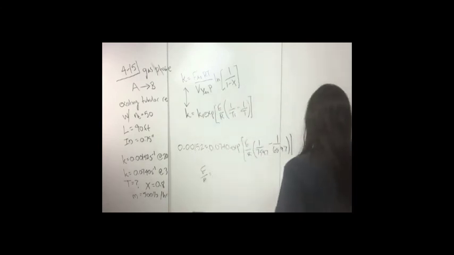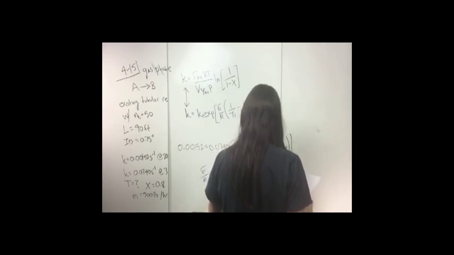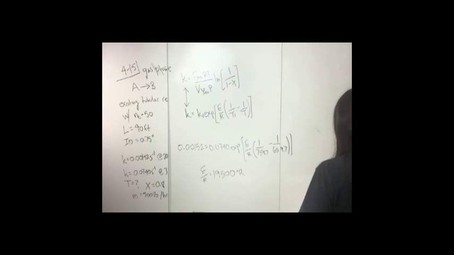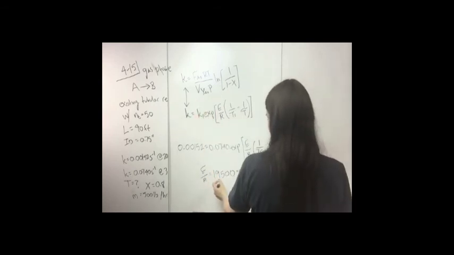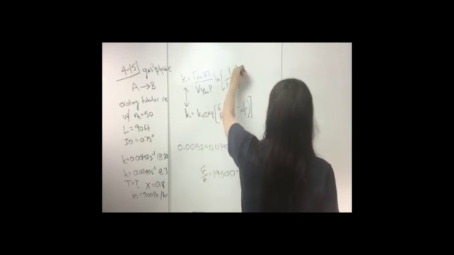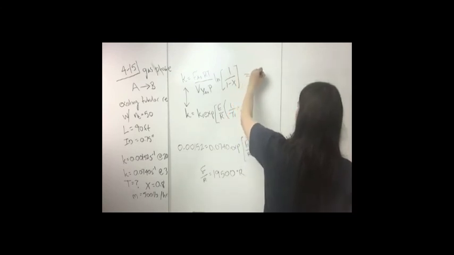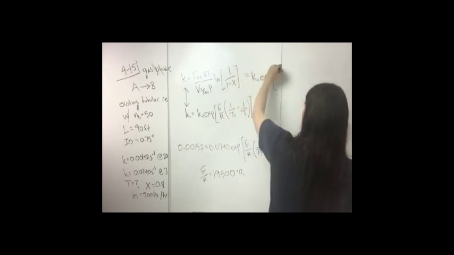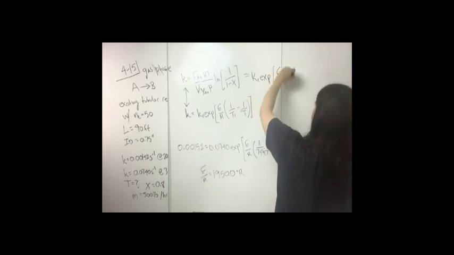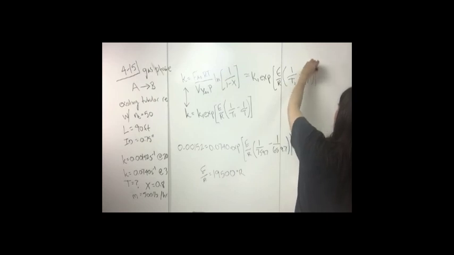So then if you solve for E over R, you get 19,500 R. So then you can plug this into here. We're setting these two equations equal, so I'm just going to write that. So this is equal to k1 exponent E over R (1 over T1 minus 1 over T).